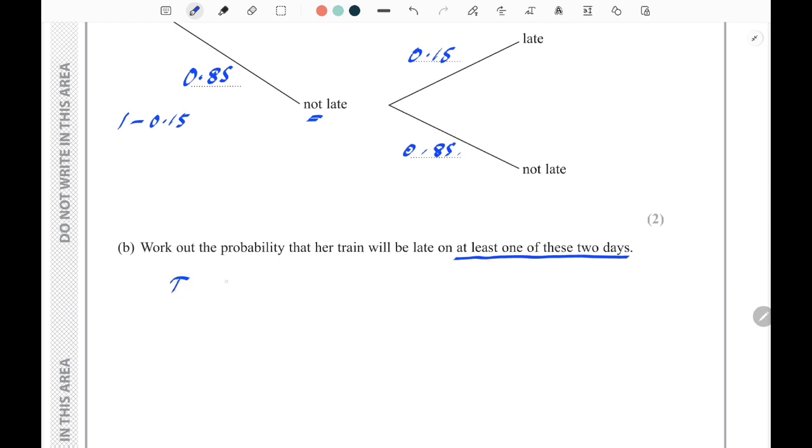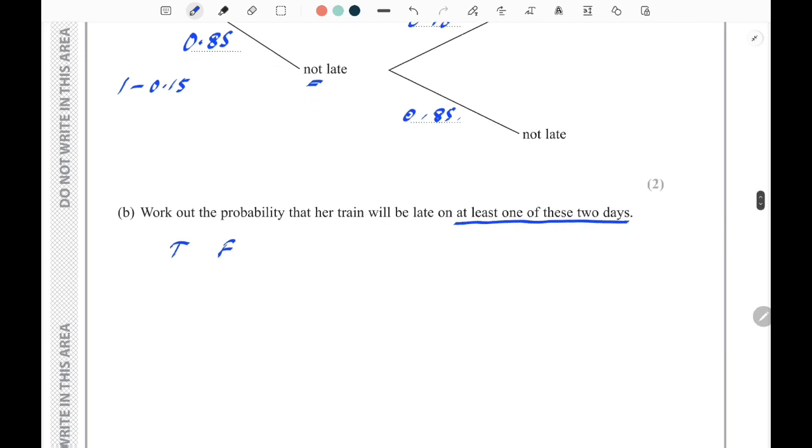So you've got Thursday and you've got Friday. And what combinations can we have that it's at least one of these days? So you say late, not late, and then late, not late, and finally not late. So the combination of at least one of these 2 days, so that covers 3 combinations there, okay? And that's the one that we want the probability for.